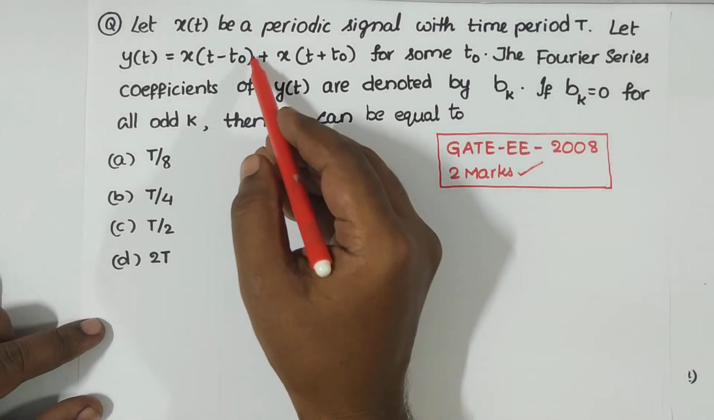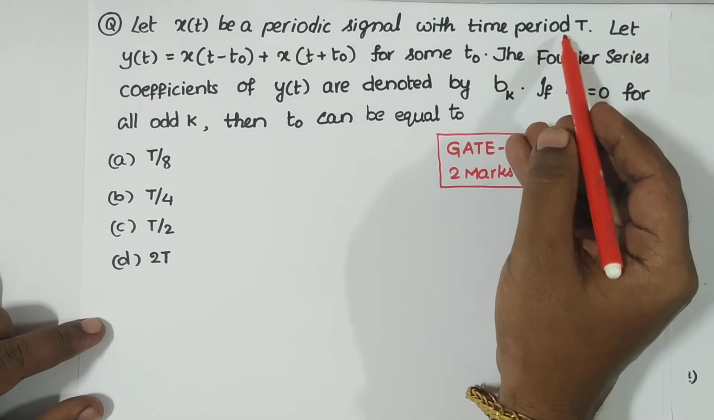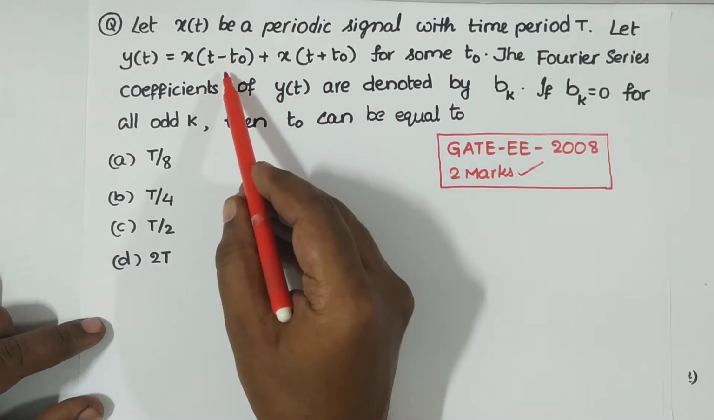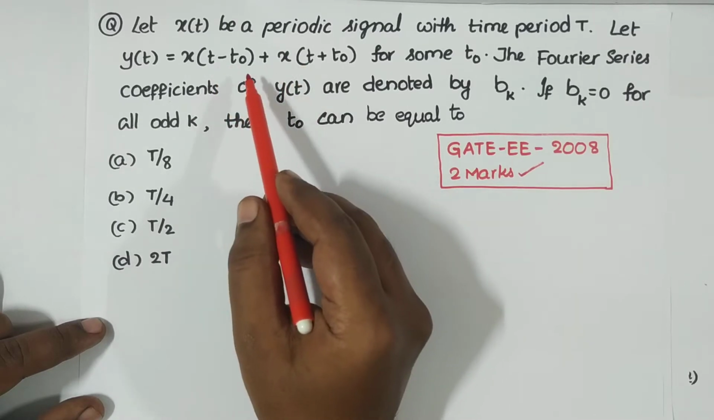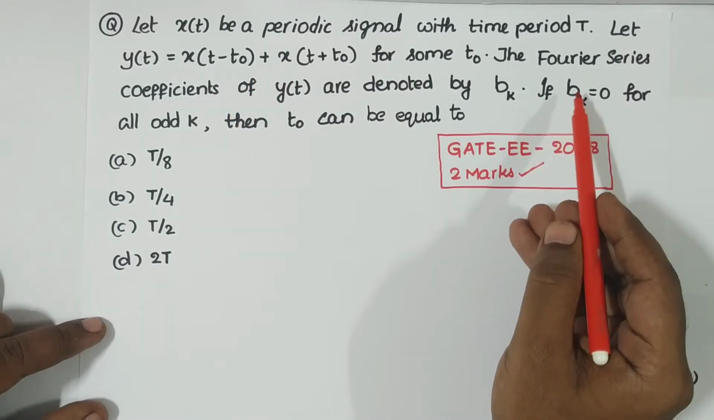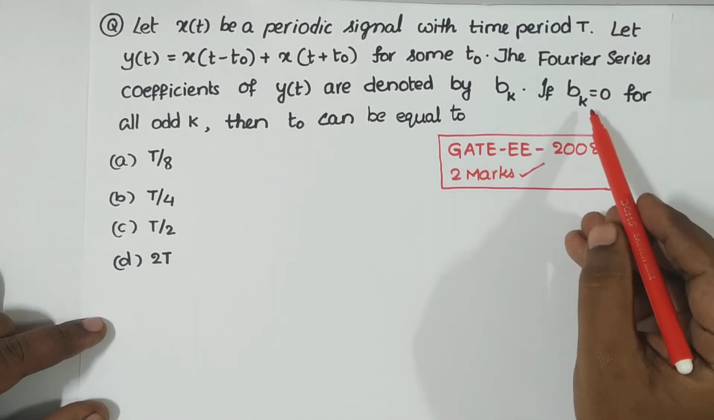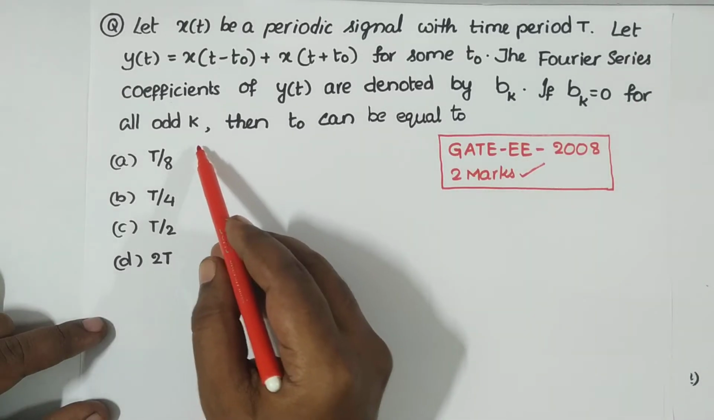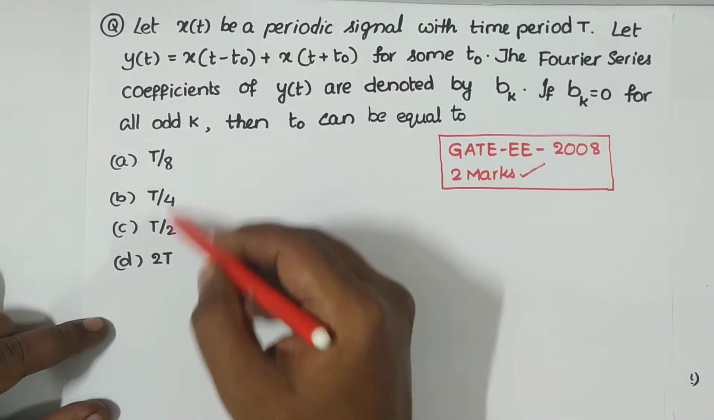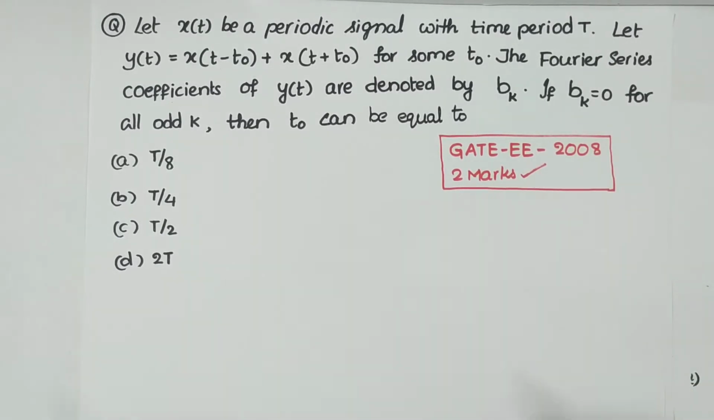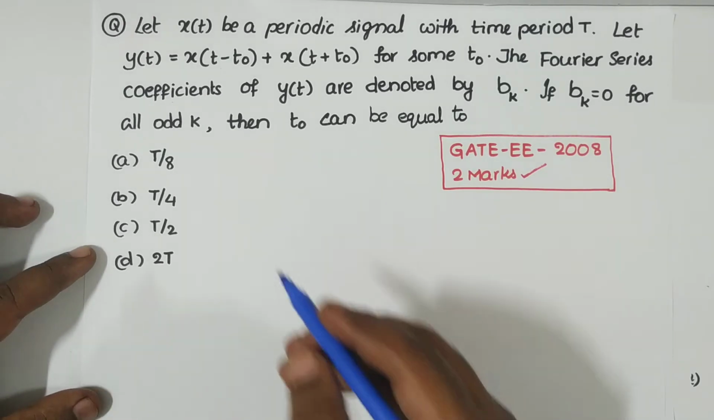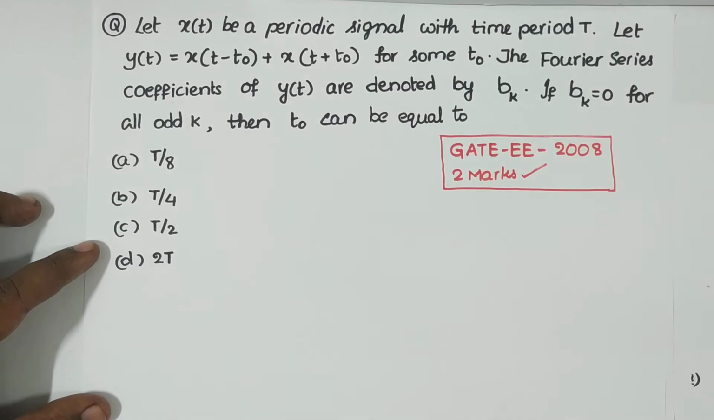Let x of t be a periodic signal with time period T. And y of t is given like this, a linear combination of shifted versions of our x of t. Now the Fourier series coefficients of y of t are denoted by b sub k, and if b sub k is equal to 0 for all odd k, then t naught can be equal to, you have 4 options for 2 marks. It is very simple to solve. There is no big deal in solving this simple problem. Fourier series problems look like a weird kind of thing, but if you know how to apply properties, you can solve it in no time.